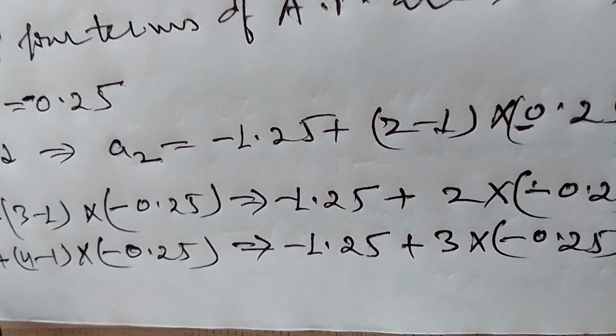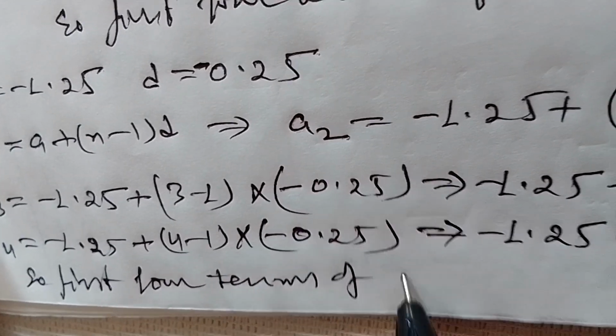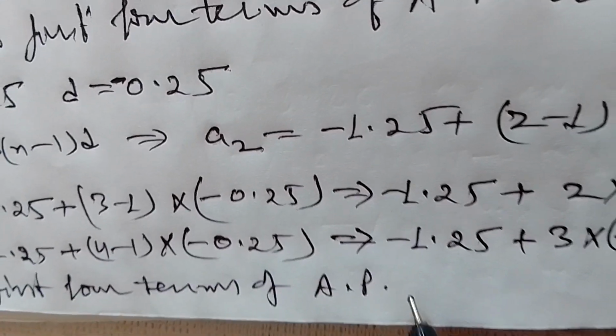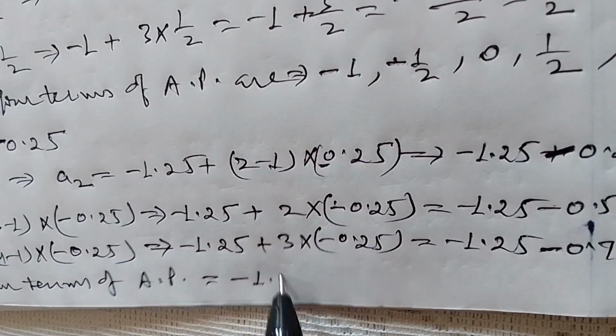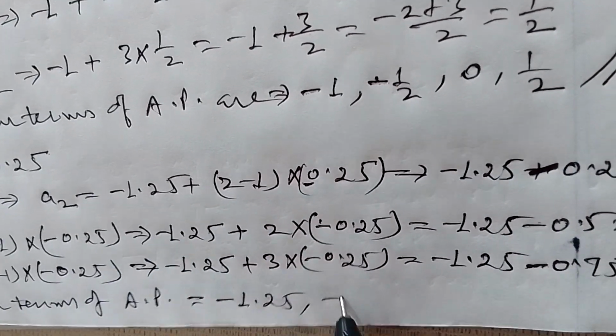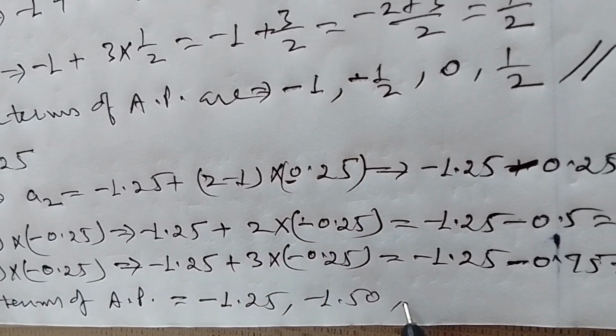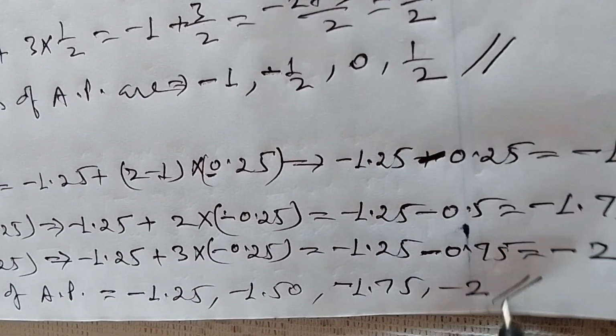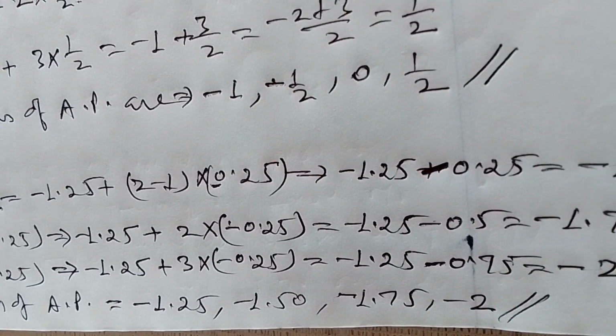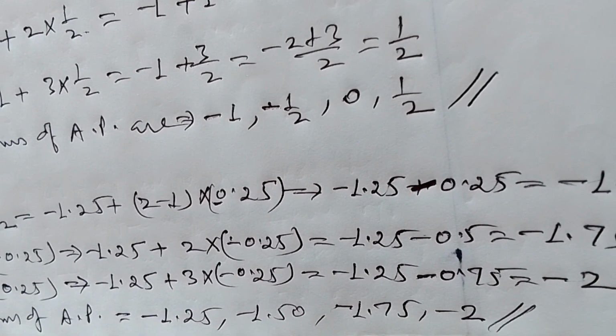So the first four terms of AP of this part of the question come out to be minus 1.25, minus 1.50, minus 1.75 and minus 2. So this is the answer of the second question of exercise 5.1.